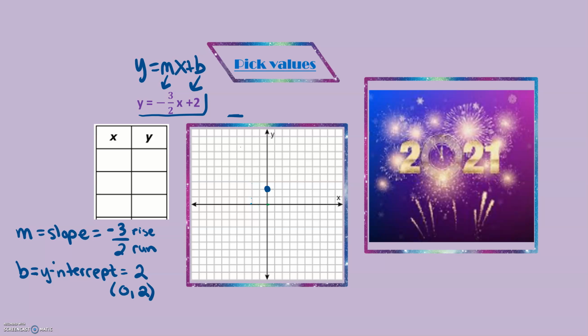We now are going to rise negative 3. So if I rise negative 3, let's go down 3 to the negative values. 1, 2, 3. Good. I'm going to go to the right 2. 1, 2. From that point, I can do it again. Rise negative 3, so go down 3. 1, 2, 3. And over positive 2. 1, 2. I have some points in there.